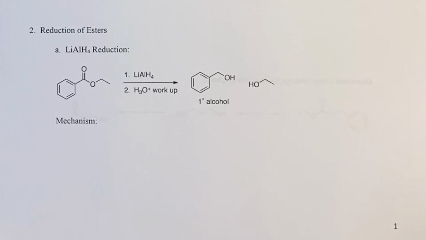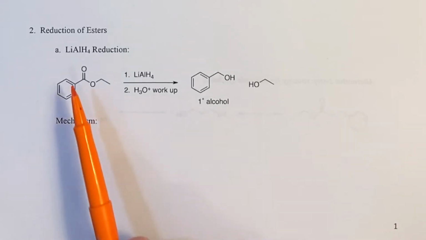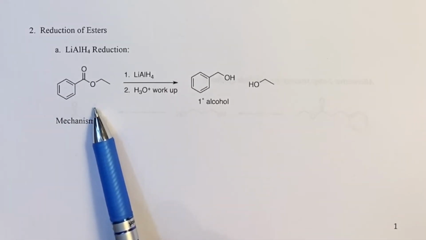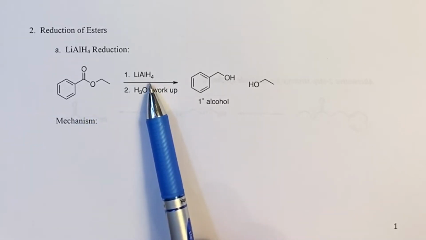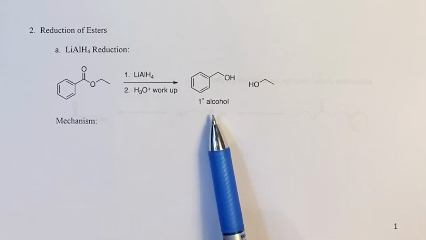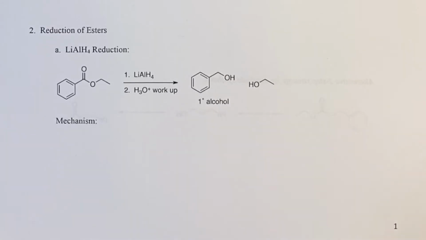Let's start with the reaction of the ester that you see down below. So reaction number 2. If we take an ester like this one here, and we treat it with our strong reducing agent, like lithium aluminum hydride, we're going to have an acid workup at the end of the reaction. The product of our reaction is going to be 2 primary alcohols.